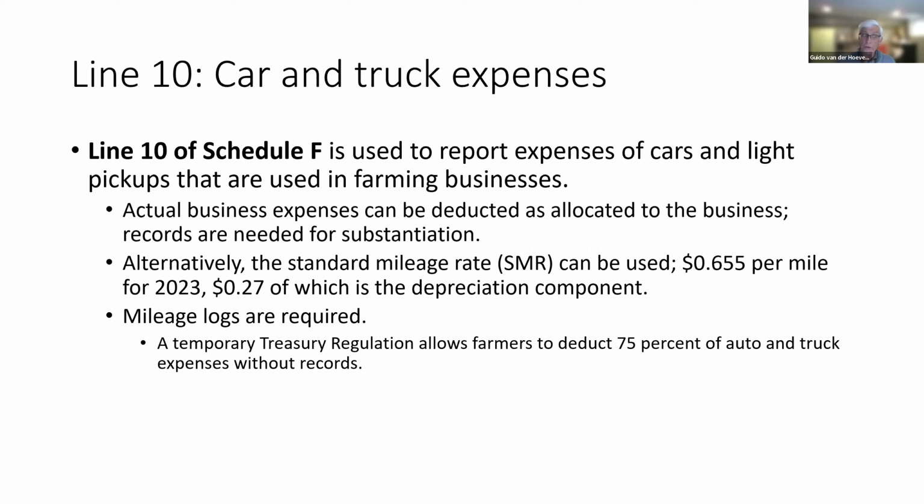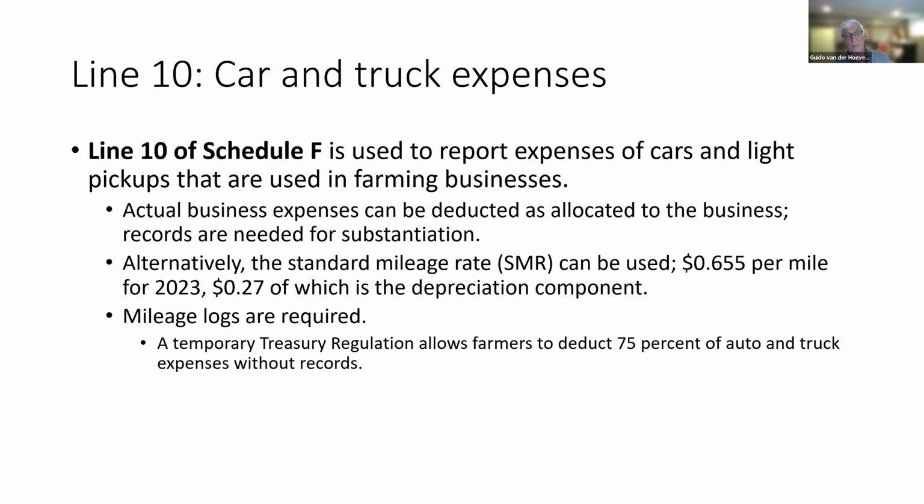Now we have a choice. We can use the actual business expenses and we need to have records that would substantiate those expenses, or we could use the standard mileage rate, which for this year, 2023, is 65.5 cents per mile. And just note, of that, 27 cents is going to be the depreciation component. So basically, 40 cents is going to cover gas, oil changes, tires, and other of those kind of things. Mileage logs are going to be required.